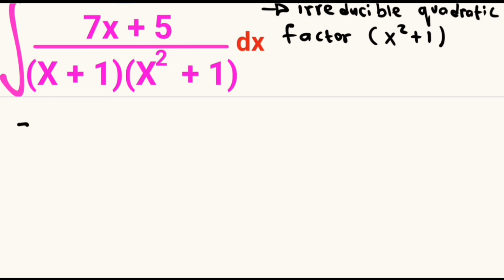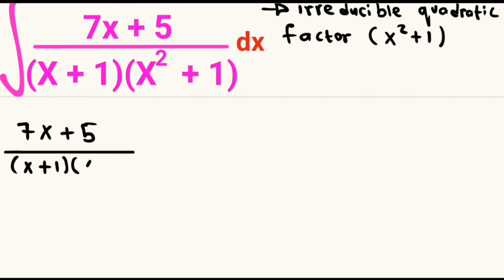So the decomposition will be different from the previous ones. So we have 7x plus 5 divided by (x plus 1) multiplied by (x squared plus 1). This will be equal to a divided by the linear factor, the x plus 1.